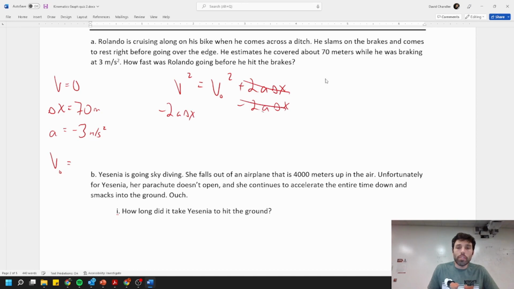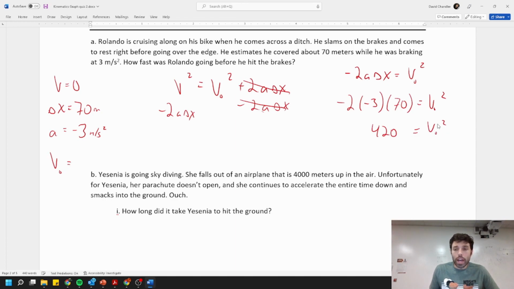Those cancel out, so we're left with v squared minus 2a delta x equals v naught squared. Remember, v was 0, right? There wasn't any final velocity. This whole term, 0 squared is still 0, so it's going to go away. So we're left with negative 2a delta x equals v naught squared. And now I can plug in my number. So negative 2 times a was negative 3 times 70 equals v naught squared. I multiply this together, and I'm going to get 420 positive, because the two negatives make a positive.